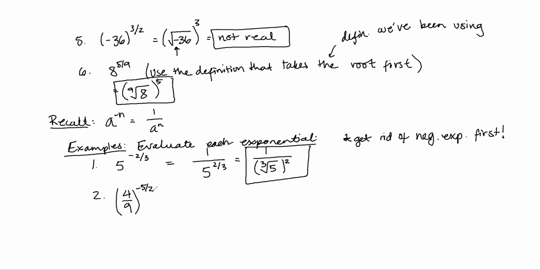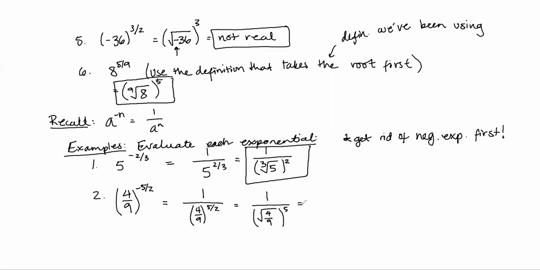So for this one, we want to go ahead and, again, first get rid of that negative exponent. This one is going to look super weird because this 4/9 is going to be on the bottom of a fraction. So we're going to have a fraction within a fraction, but we want to have that 4/9 on the bottom raised to the positive 5/2. And now let's go ahead and put this into radical form. So we're going to have 1 over. Now we're taking the square root of 4/9, and then we're raising that to the 5th.